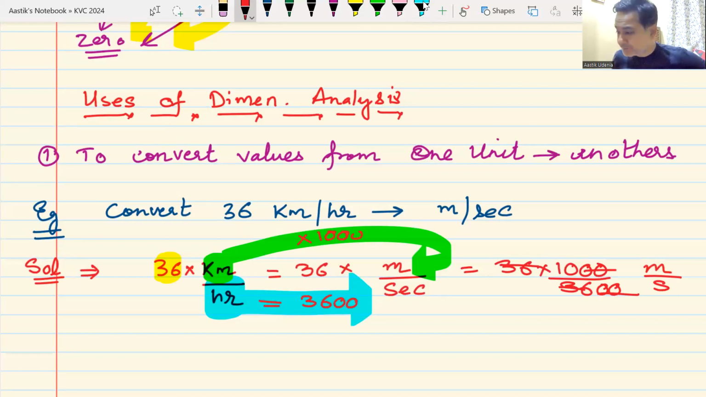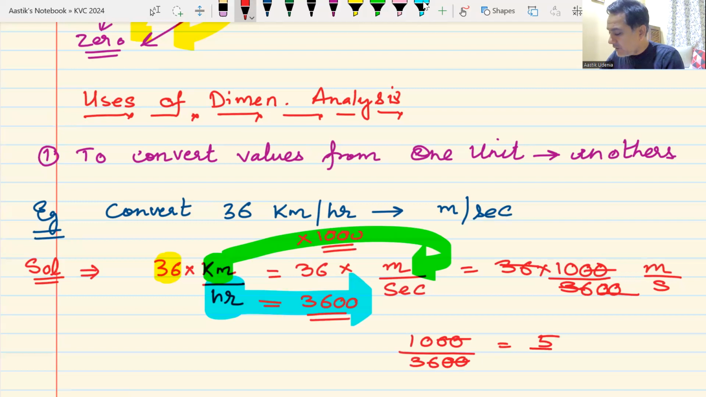Did we get this? This is how we get the result. Now, if you want to make a formula out of this, how do I make it? To convert kilometer per hour into meter per second, you multiply it by 1000 and you divide it by 3600. This is a simple mathematical thing: 1000 by 3600 simply becomes 5 by 18. So now you have a very simple formula for converting kilometer per hour into meter per second. You just multiply it by 5 by 18.